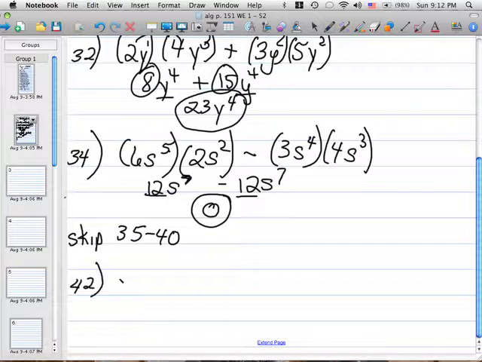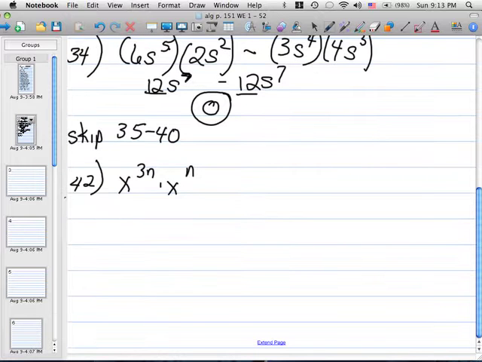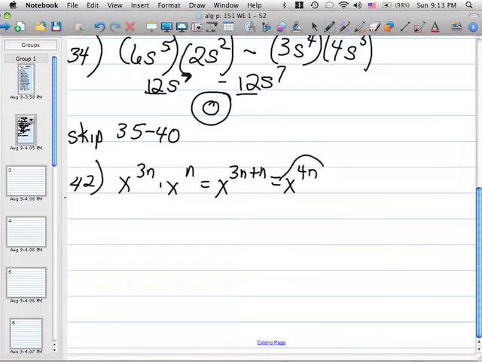So starting with 42. I have x to the 3nth power times x to the n. Since the bases are the same, I add my exponents. So 3n plus n. So my answer is x to the 4n power. Be sure you show all your steps.